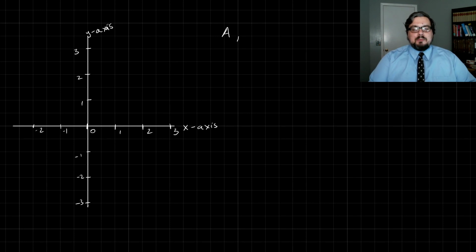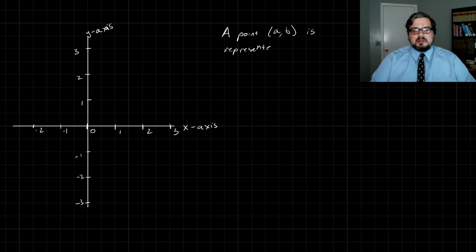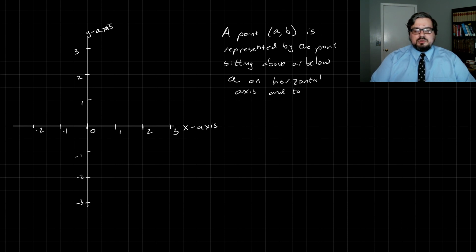So, a point A comma B, where A and B are both real numbers, is represented by the point sitting above or below A on the horizontal axis and to the left or right of B on the vertical axis.